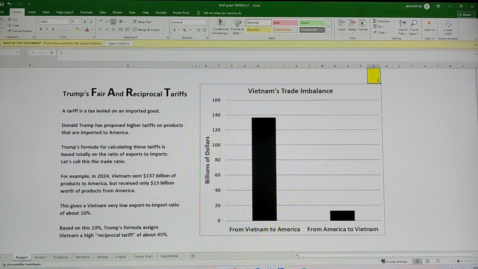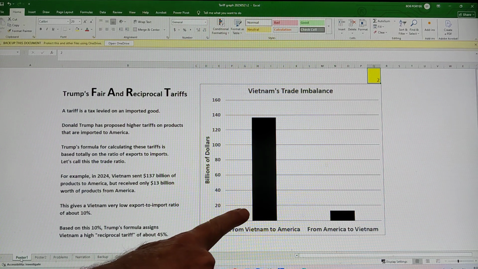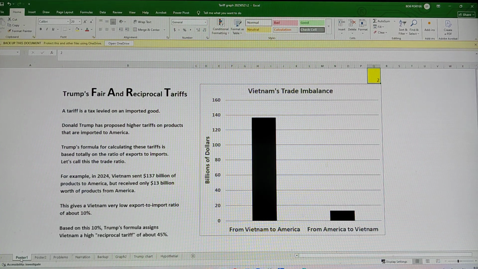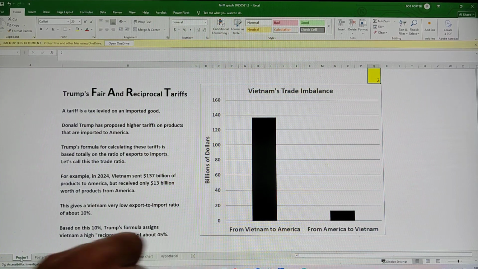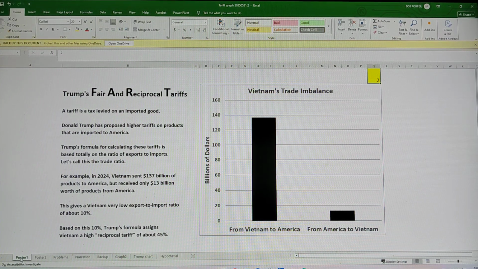And let's use Vietnam to show how it works. In 2024, Vietnam sent $137 billion of goods to America, but received only $13 billion in return. This gives a very low trade ratio of about 10%. Based on this 10%, Trump's formula assigns Vietnam a high reciprocal tariff, as they call it, of about 45%.